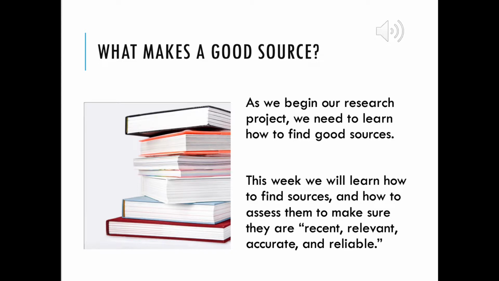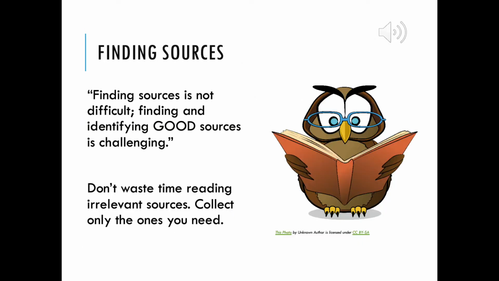We'll begin by asking the question, what makes a good source? As we start our research project, we need to learn how to find good sources. So this week, we will learn how to find those sources and assess them by using the terms recent, relevant, accurate, and reliable from your textbook. We're using those four particular terms because they can help us comb through all the multitude of sources that can be out there on any topic that you may have and figure out which ones will actually be the best to support your work.